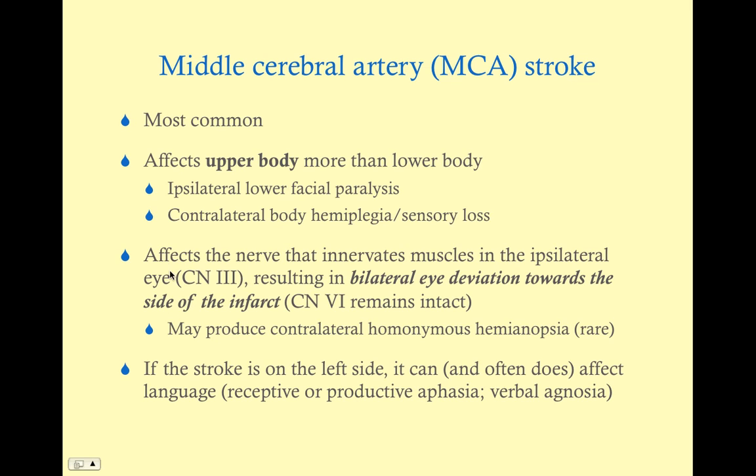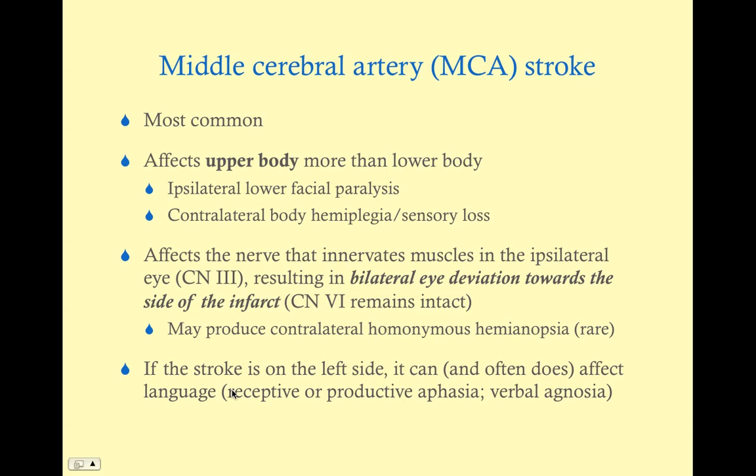So that's just a really complicated way to explain that when you have an MCA stroke, it can affect the ipsilateral eye, the eye on the side of the stroke, and you will have deviation of the eyes towards the side of the infarct. So if it's a right-sided MCA stroke, your eyes will be deviated to the right. An MCA stroke can cause contralateral homonymous hemianopsia, but that's rare.